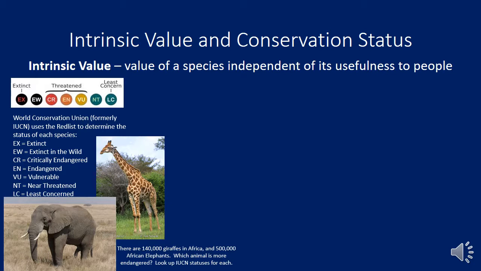Well, if we look at giraffes, not a lot of poachers want to shoot a giraffe because they're not worth any money. Elephants, on the other hand, their ivory is still very valuable, and they're at a high risk of being killed due to poaching, and so that's why they're more endangered.